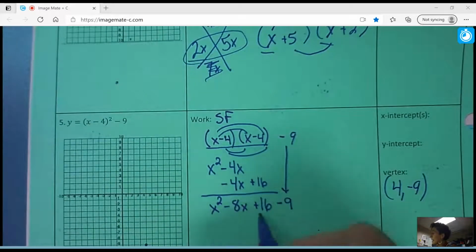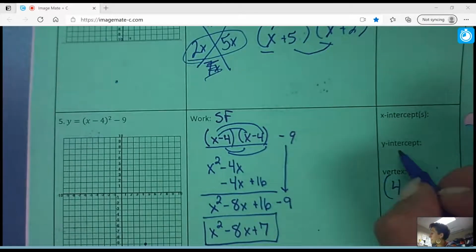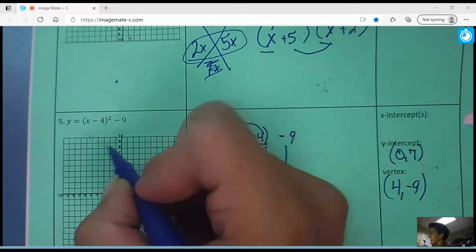And now I'm going to combine these like terms of 16 take away 9, and when I'm done there, I get 7. So there's my standard form. I can get my y-intercept now of 0, 7, right there.